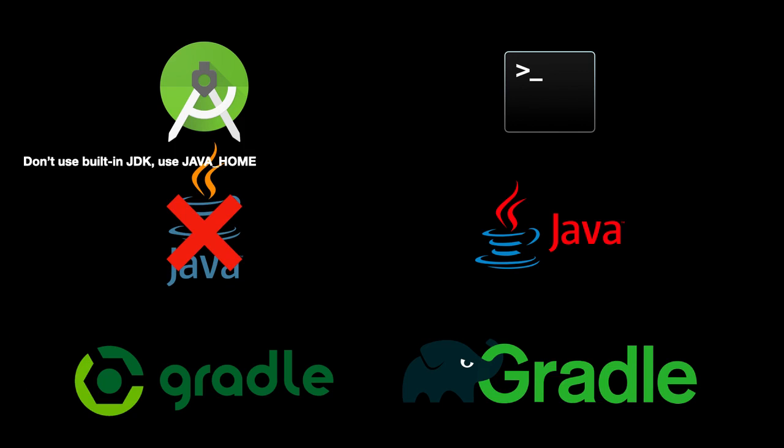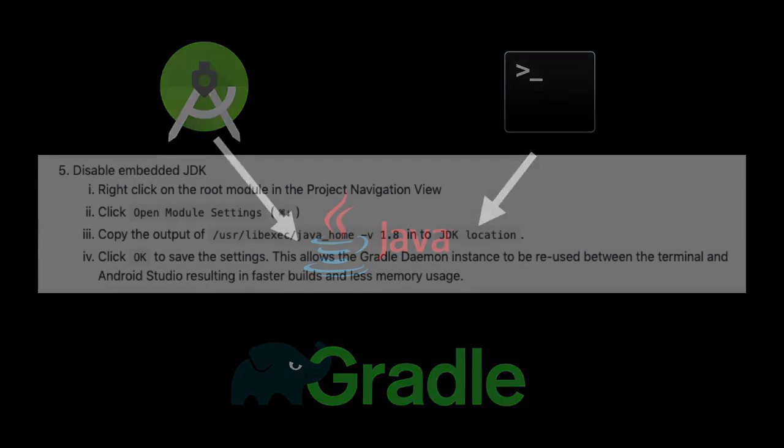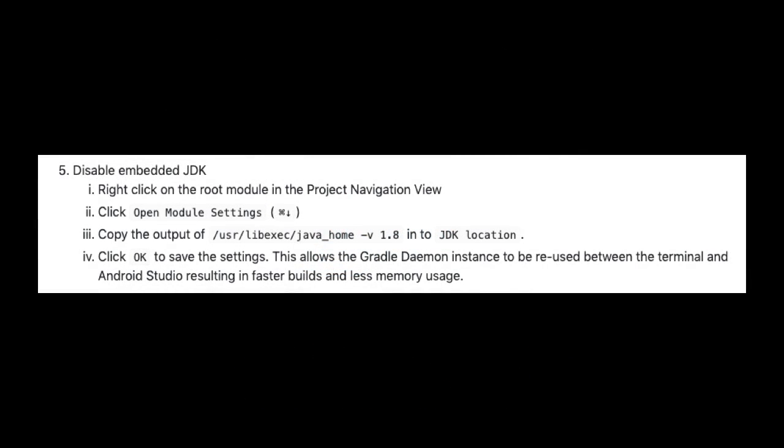So yeah, we want to reuse the Gradle daemon. How do we do that? We tell Android Studio to use Java Home. And then it can use the same Java instance that the terminal is using, because the terminal is also using Java Home. Okay, so these are the instructions to tell Android Studio to use Java Home.